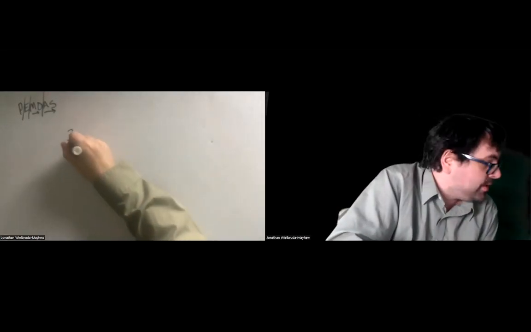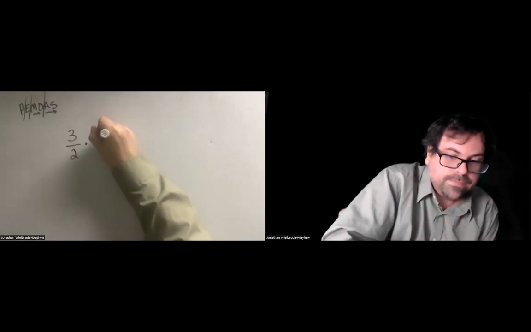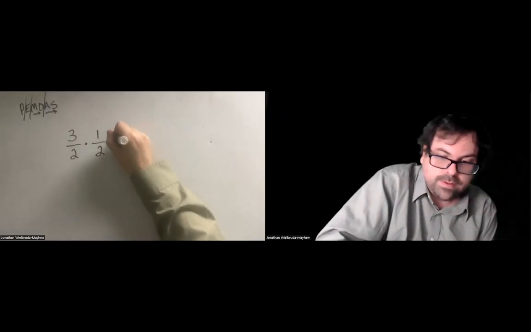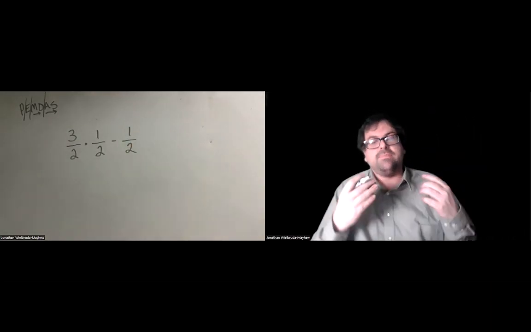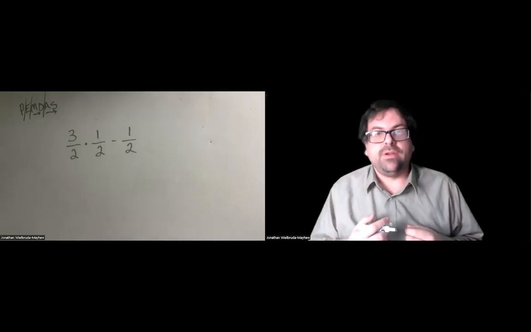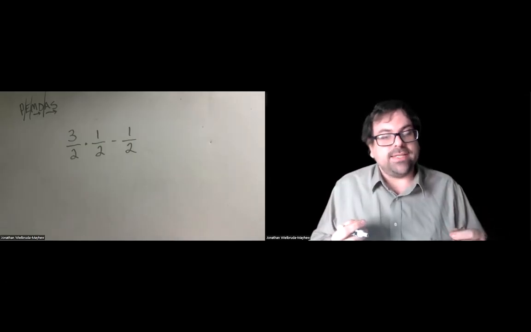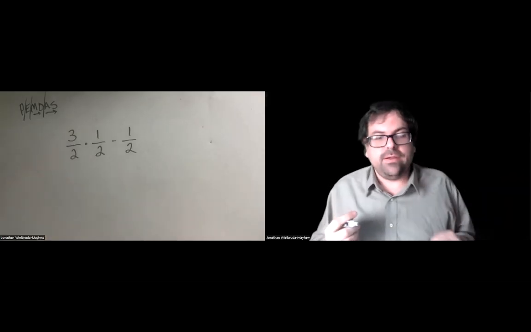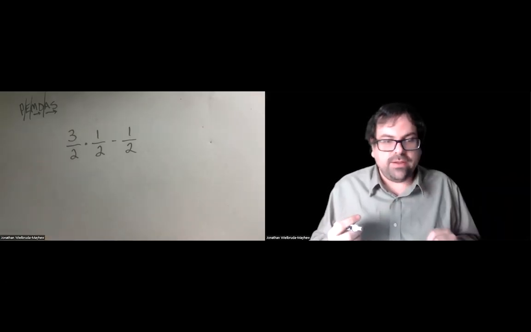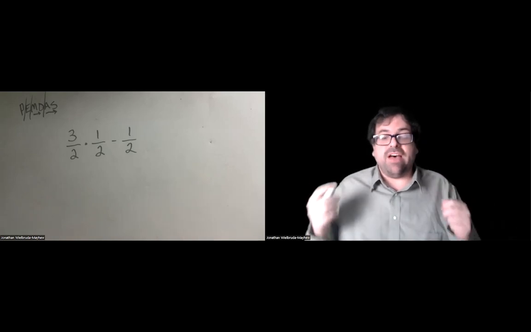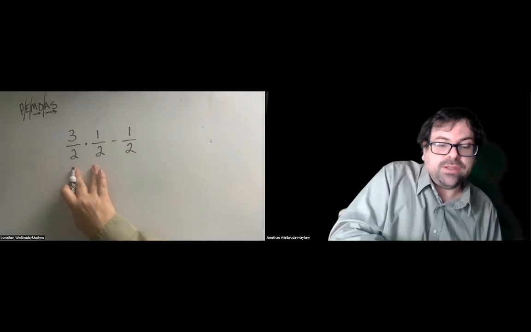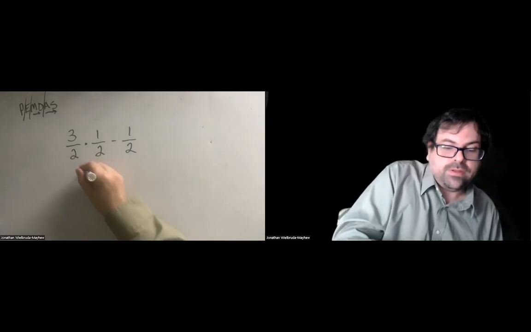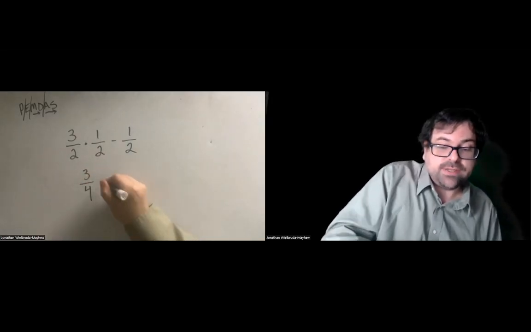Fractions are important. Three halves times 1/2 minus 1/2. Order of operations says parentheses, we have none. Exponents, we have none. Okay, so now let's multiply and divide from left to right as we come to it. This first problem is multiplication. 3/2 times 1/2. That's 3/4.